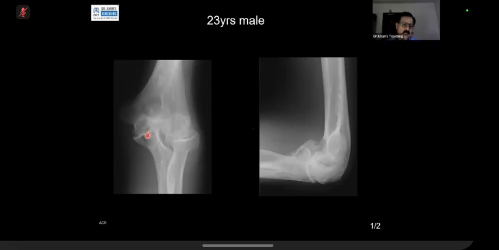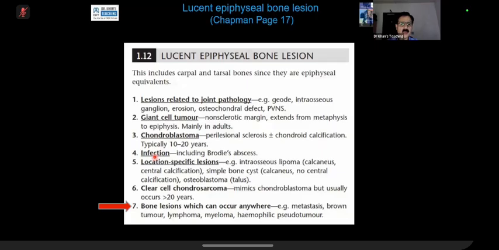So how do you describe this lesion here? Yeah, that's a lytic area in the olecranon process. Right. So what is your conclusion? So that can be a hemophilic pseudotumor in this patient. Okay. Now, I'll come back to the case. You're right, but I'll give you the findings once again.